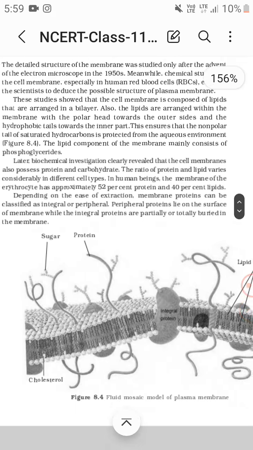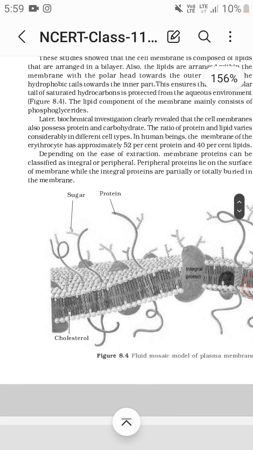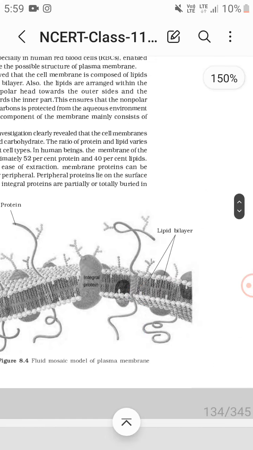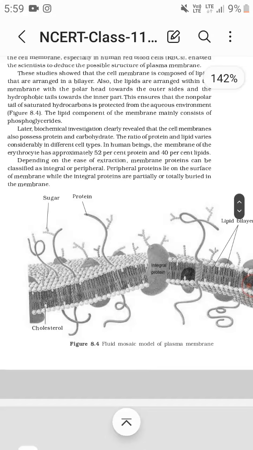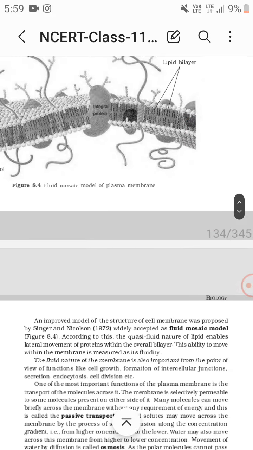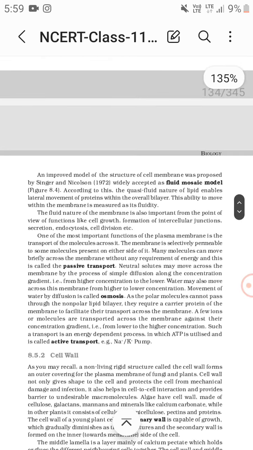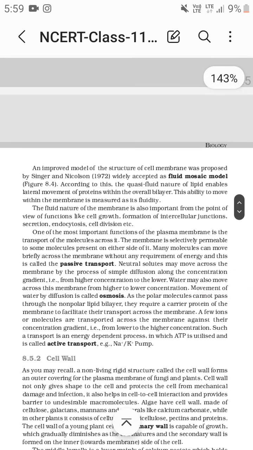Now the cell membrane. You see the fluid mosaic model of the plasma membrane showing cholesterol, sugar, then protein, then the lipid bilayer. Integral proteins are integrated into the lipid bilayer. The fluid mosaic model, an improved model of the structure of the cell membrane, was proposed by Singer and Nicolson in 1972 and is widely accepted.